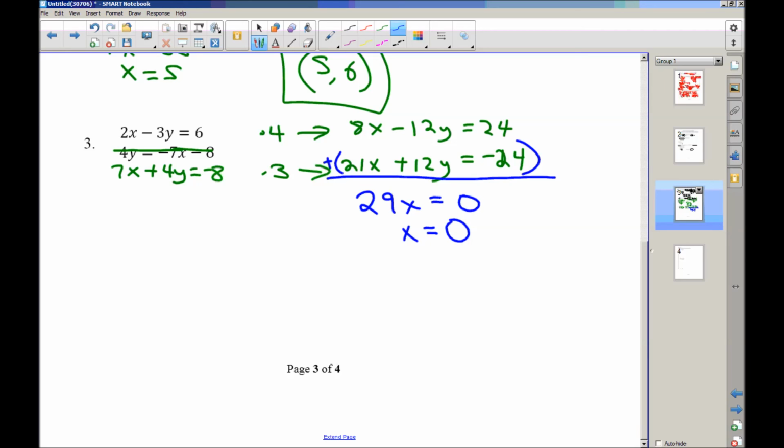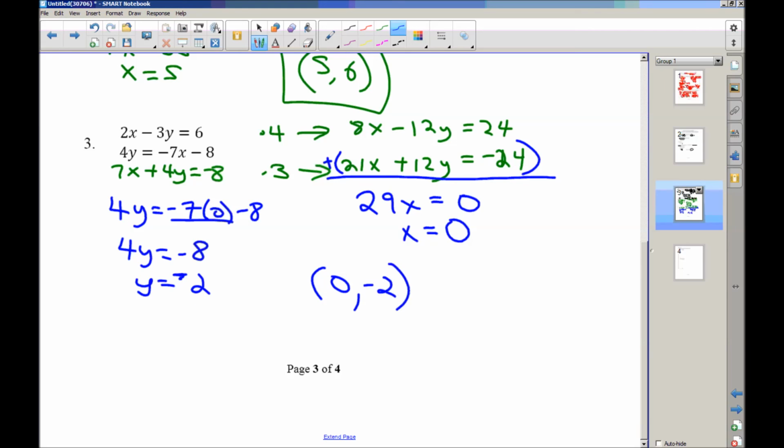Now, just to mix it up a little bit, I'll plug that into the second equation. So I've got 4y equals negative 7 times 0 minus 8. So 4y equals negative 8, because negative 7 times 0 is just 0. And then I'll divide both sides by 4 to get negative 2 for y. So the ordered pair 0, negative 2 is our answer.